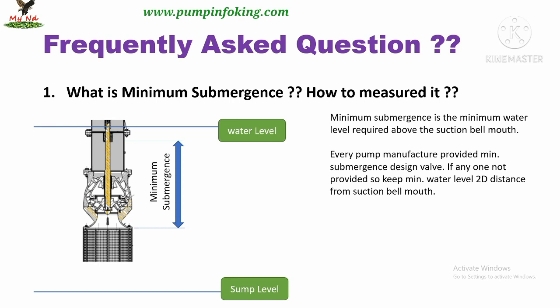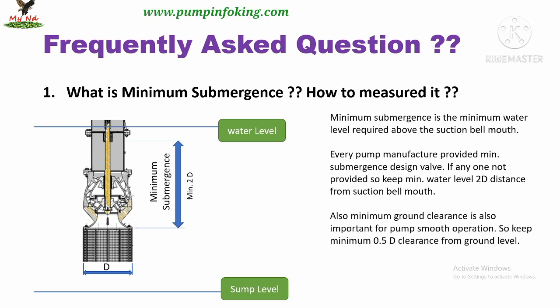It requires a minimum of 2D distance. So what is the 2D? Suppose this is the suction strainer, diameter is D. So keep a minimum distance of 2D from the suction bell mouth. The question is how much ground clearance is required? Minimum ground clearance required for pump operation is 0.5D from the suction strainer to sump level.